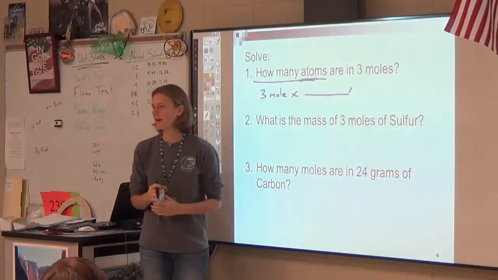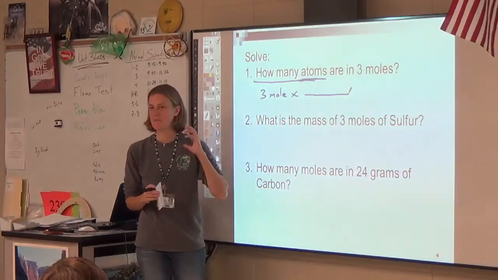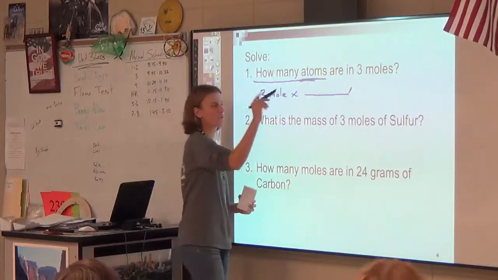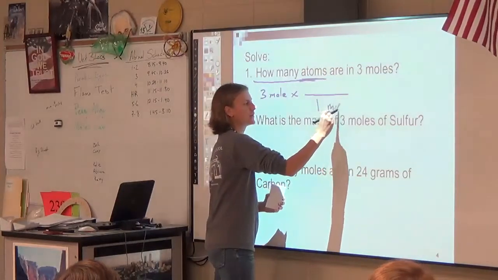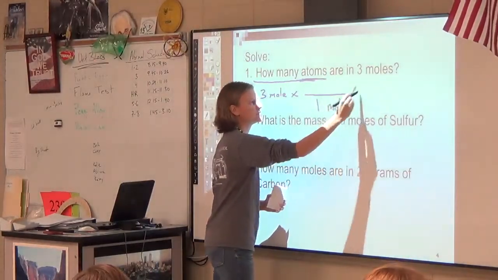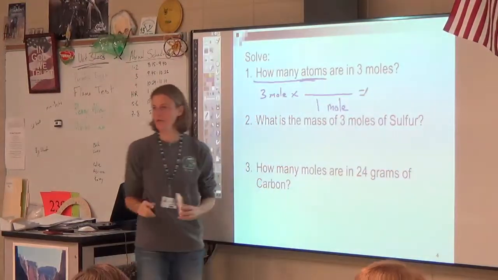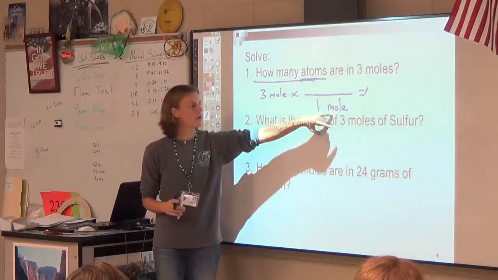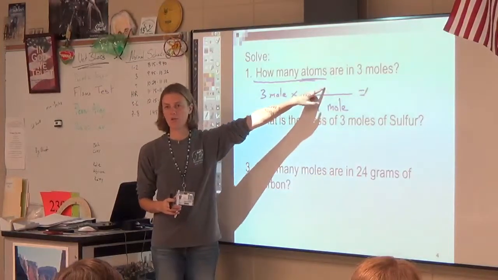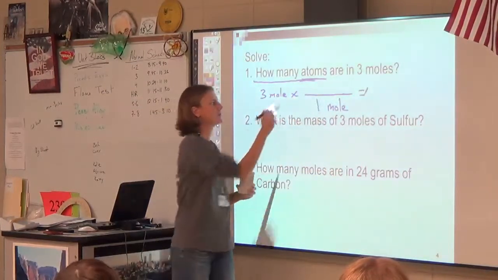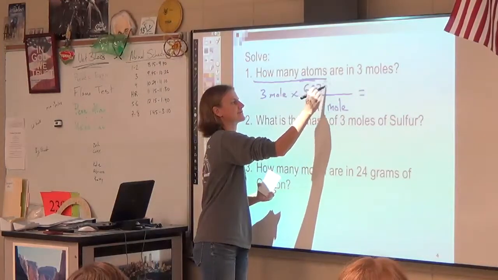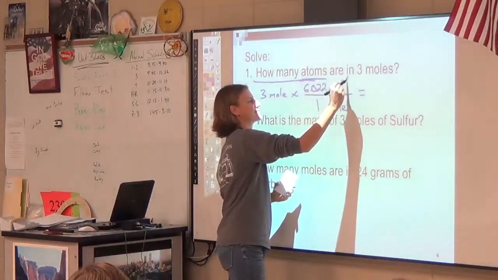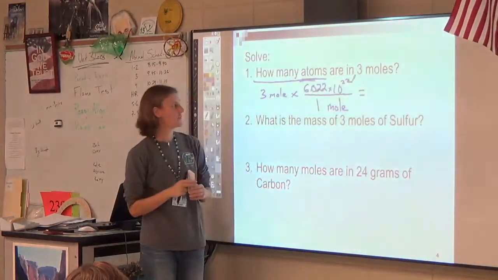And here's one of the nice things with dimensional analysis and mole problems. The number 1 always goes with mole. So wherever you're writing the unit of moles, put a number 1 there. 1 mole, I know, is equal to what humongous number? 6.022 times 10 to the 23rd. There you go.